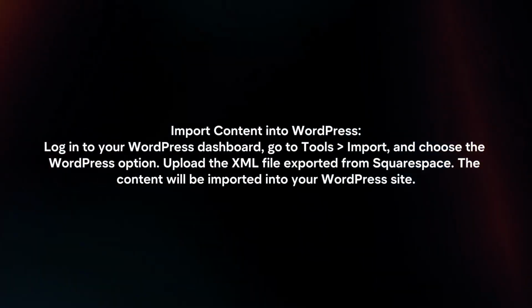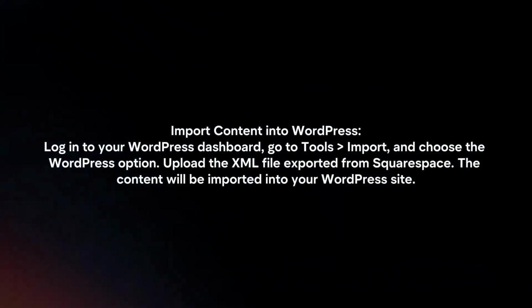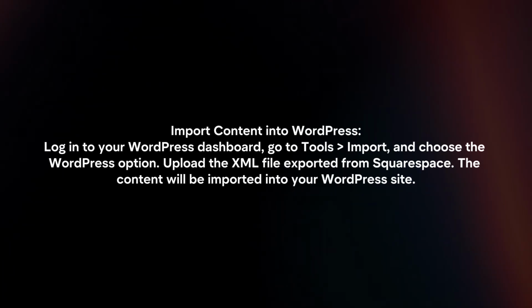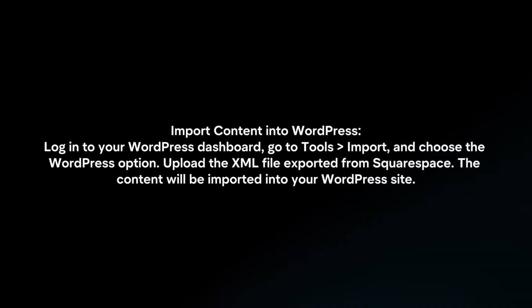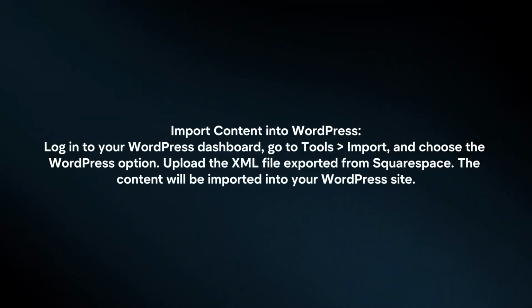Import content into WordPress. Log into your WordPress dashboard, go to Tools, Import and choose the WordPress option. Upload the XML file exported from Squarespace. The content will be imported into your WordPress site.